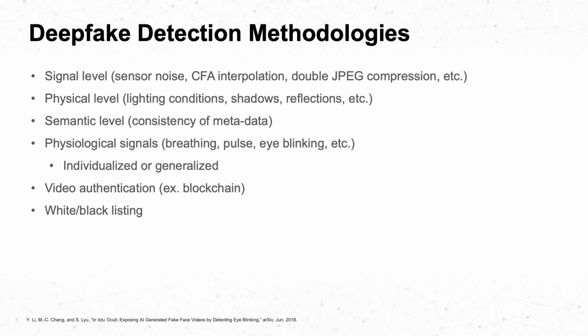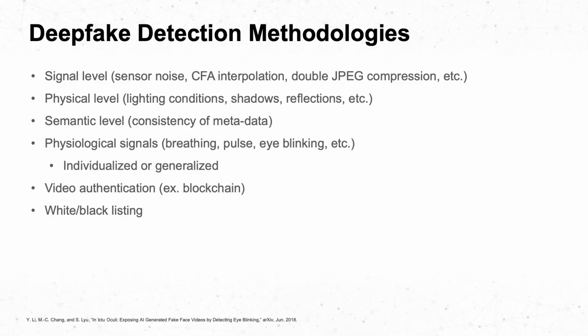So for example, if a light source in a video seems like it's coming from the right, but all of the other objects in the video indicate that the light source is on the left, that's a red flag that the image has most likely been manipulated in some way. Another way of detecting deepfakes is at the semantic level, and this is really checking the consistency of the metadata around the video.